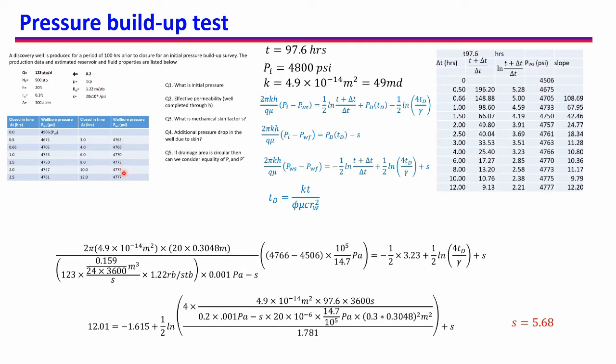This question is picked up from LP Dake. So far we have answered how we can find the initial pressure of the reservoir using this build-up test, and the initial pressure came out to be approximately 4800 psi. The next question that we answered in the previous video is the effective permeability, which comes out to be around 49 millidarcy.